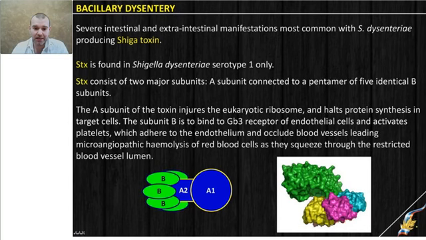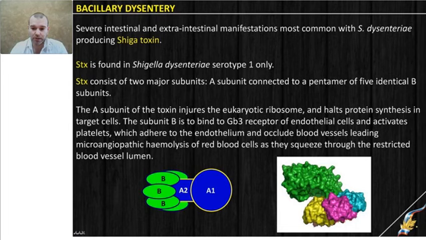B subunit is binding. It is responsible for recognition of a unique receptor on the surface of endothelial cells. It will fix and allow the A subunit, the active subunit, to invade into the cell. So in general, the toxin will attract platelets. They will adhere to the endothelium of blood vessels.